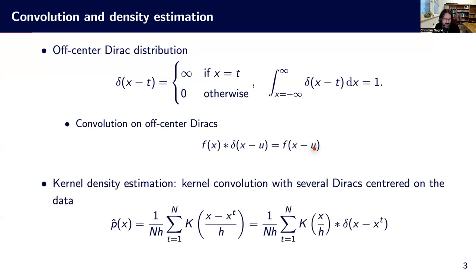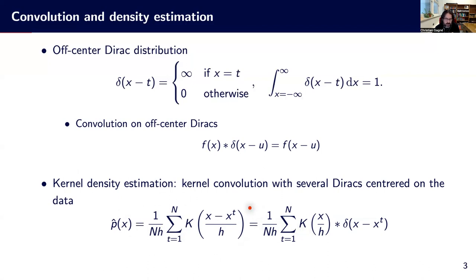I present this because when we are doing kernel density estimation, we are doing some kind of convolution. We are convolving a kernel with Dirac's positioned at the data. So whatever kernel we use, we are putting the kernel on each of the data points that we have in our training set. And that gives us the kernel density estimation. It's like adding a Dirac function over each data point that we are using for making the kernel density estimation. In terms of equation, it translates to that.